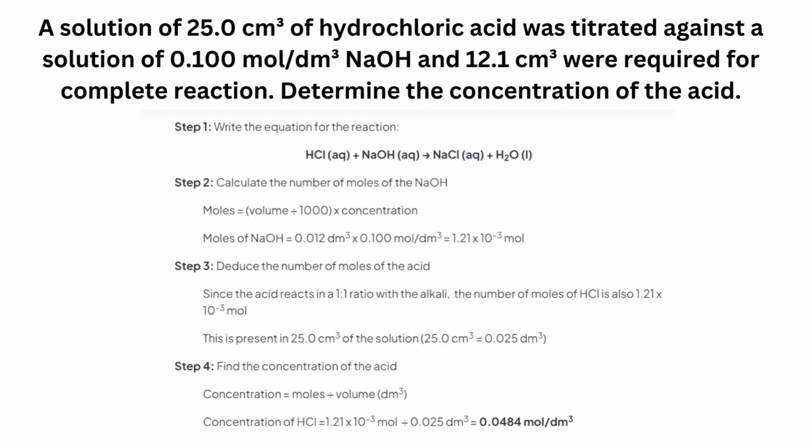A solution of 25 cm³ of hydrochloric acid was titrated against a solution of 0.1 mol/dm³ NaOH, and 12.1 cm³ were required for complete reaction. Determine the concentration of the acid. Step 1. Write the equation for the reaction. Step 2. Calculate the number of moles of NaOH. Step 3. Deduce the number of moles of the acid. Step 4. Find the concentration of the acid.